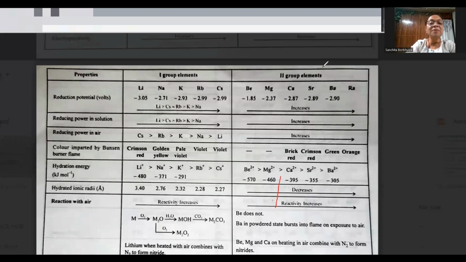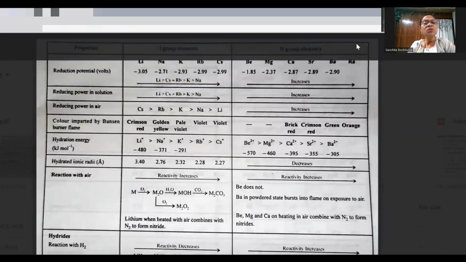Going on to the reducing power in solution. In solution, it is lithium which will reduce the most compared to cesium, rubidium, potassium, and sodium. If you can see, there is this equality of cesium and rubidium. So just record this. And if the reduction potential increases, then in solution also it will increase.